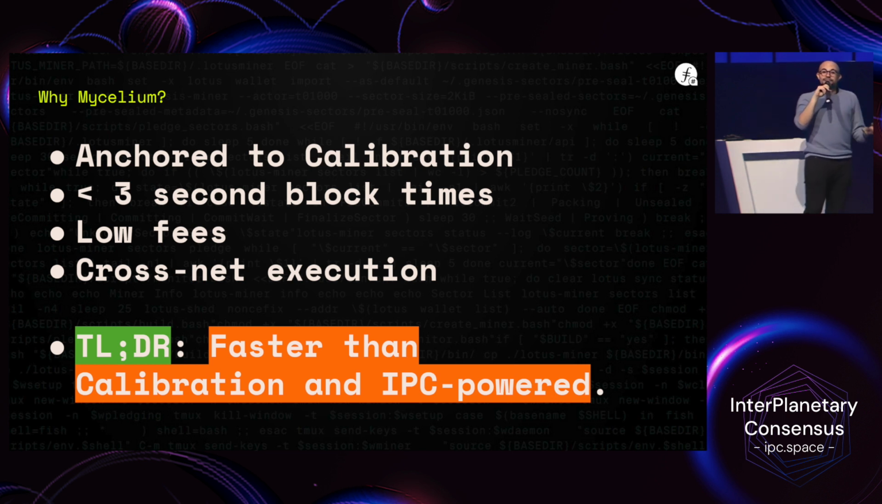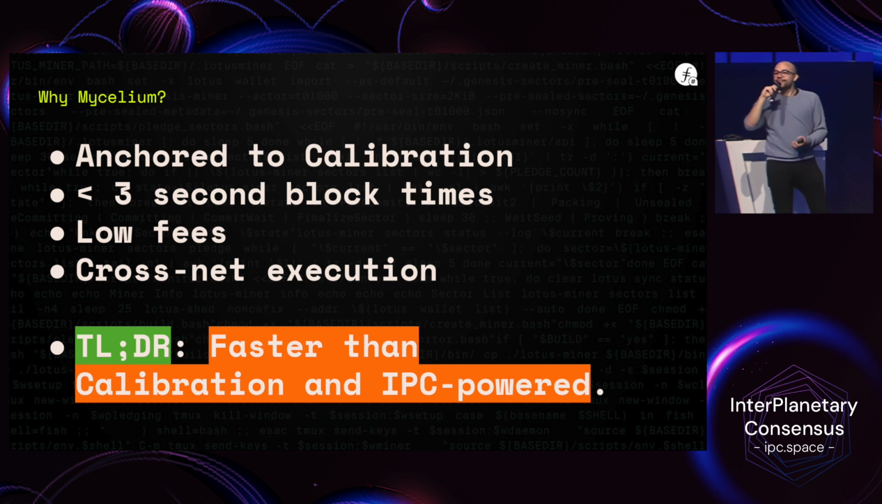So the goal of this Mycelium Calibration is to start testing all of these deployments of subnets, fast finality, and all of these high-level things that the previous talk was introducing. So to offer a general purpose L2 that applications can start using from the beginning without having to deploy their own subnet. So the TLDR is that you have a faster Calibration that is a layer 2 and it's IPC powered. So you will have all of these top-down, bottom-up cross-net primitives.